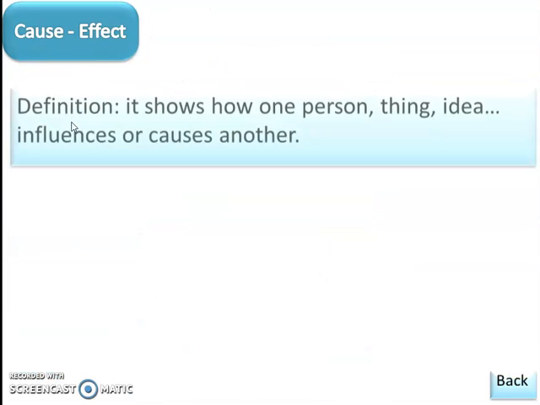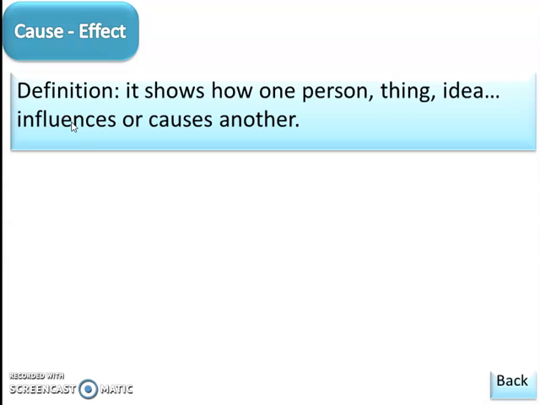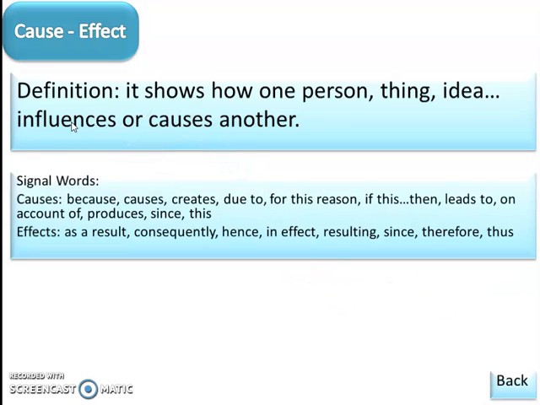Cause effect. In the following pattern, I have the cause of something and the result or the consequence. They should be all in the same sentence or in the same paragraph. These are some of the signal words like because, causes, creates, due to, for this reason, and these are some of the clues of the effect: as a result, consequently, hence, in effect.